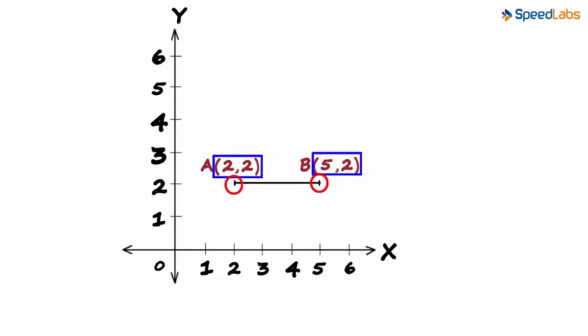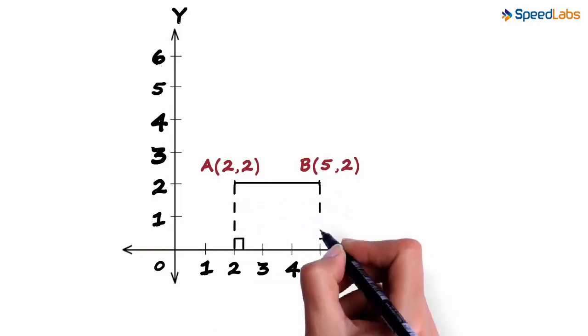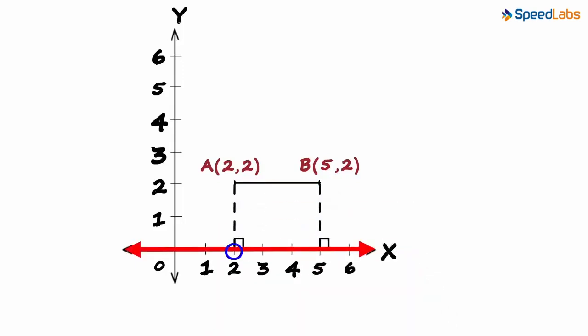Look at the coordinates of the endpoints. They have the same y coordinate, which is 2. What does this tell us? Let's think about it. It means that the line is parallel to the x-axis. So if we draw perpendiculars from the endpoints to the x-axis, they will meet the x-axis at points 2 and 5. Let's call them points C and D.